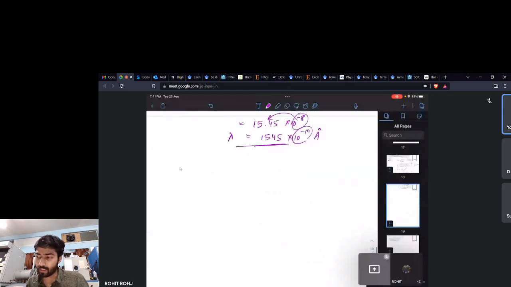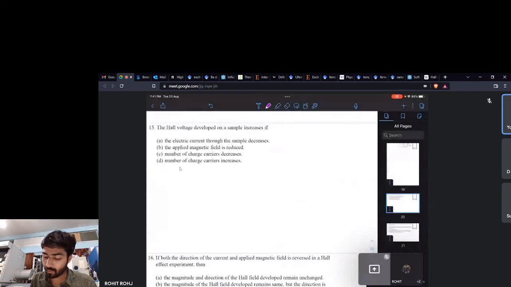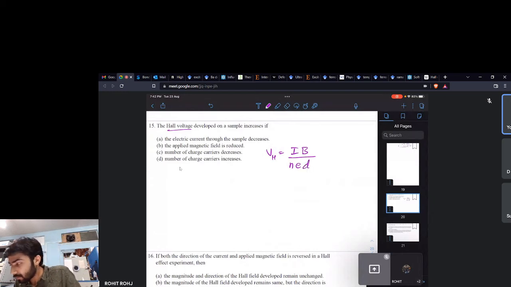Then we have our next question. Now this is based on the Hall effect. If I write the Hall voltage, it depends upon the current going into the sample and the magnitude of the magnetic field, divided by the concentration of the charge carriers, the charge on an electron, and the thickness of the material.